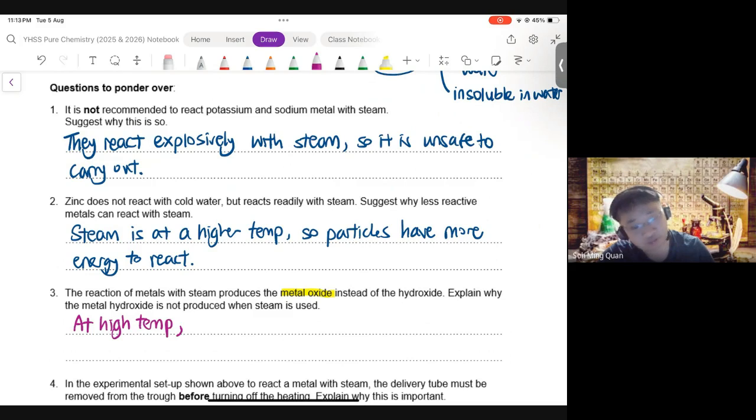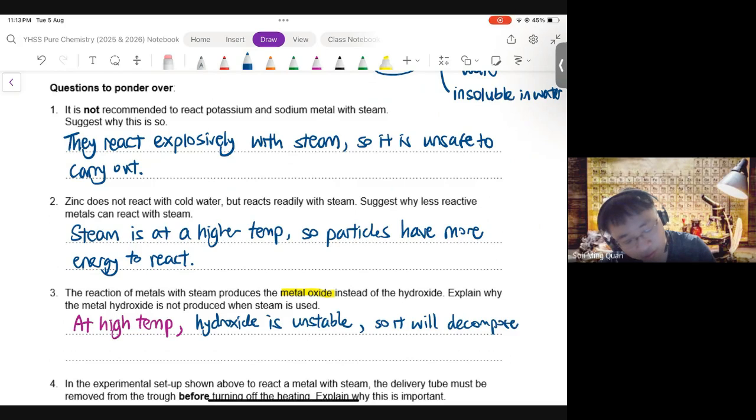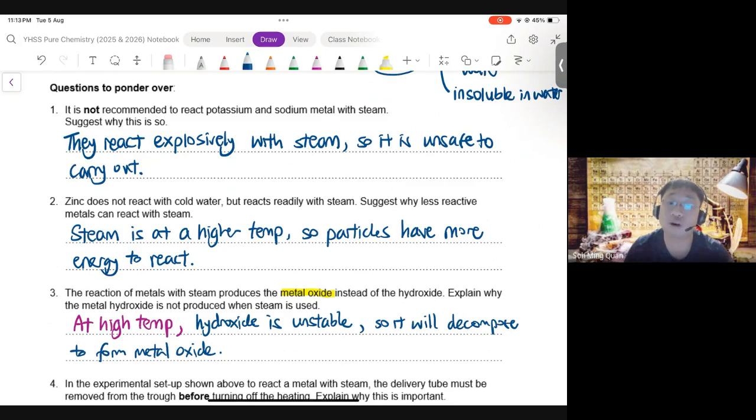And this is crucial. At high temperature, the hydroxide is unstable. What does it mean? It means that it will decompose to form the metal oxide. So the OH can break down to form the oxide, okay, at high temperature when heated up.